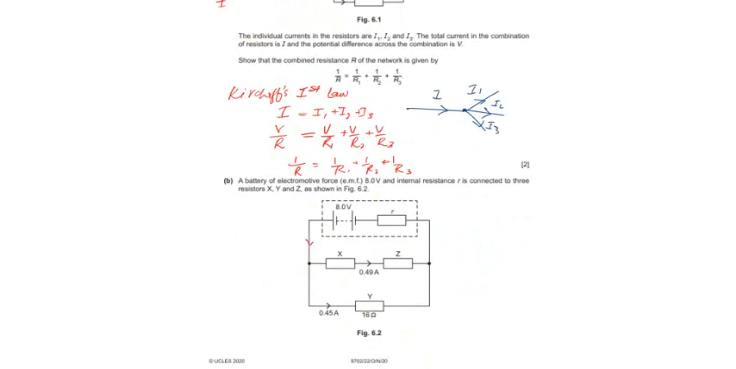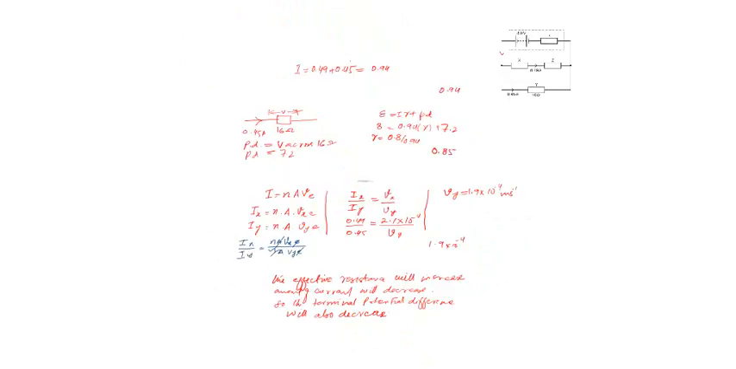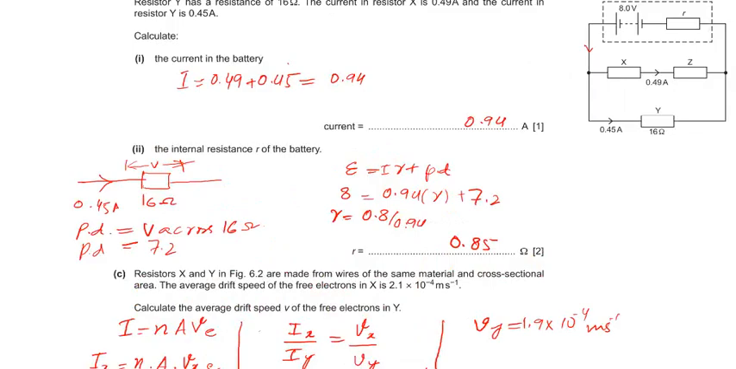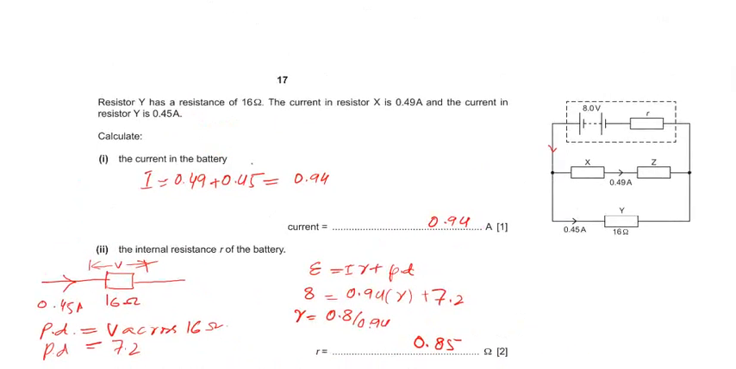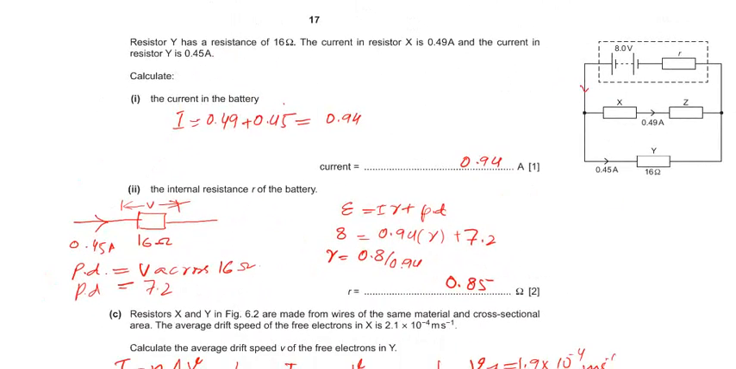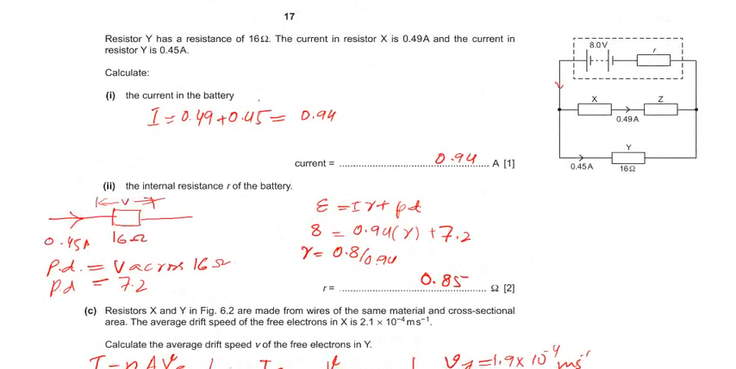So what is the question? Part 1: resistance Y has a resistance of 16 ohm, the current is 0.49 ampere in X and Z, and the current in resistance Y is 0.45 ampere. Calculate the current in the battery. So the total current is 0.49 plus 0.45. This is distributing, so combined it will be 0.94 ampere.